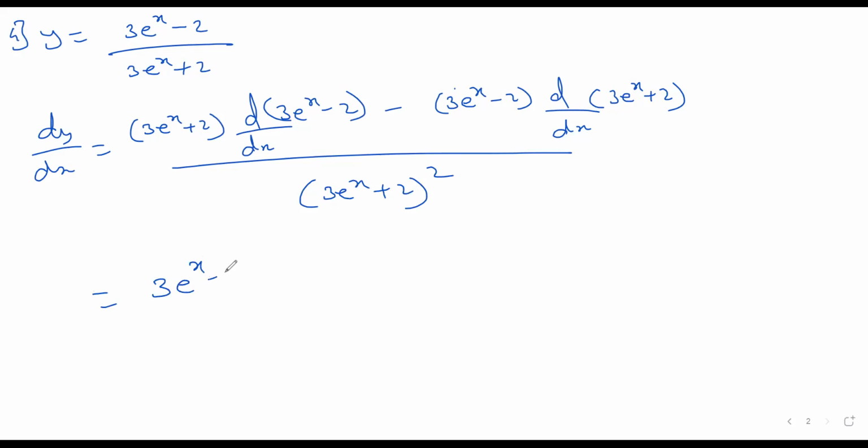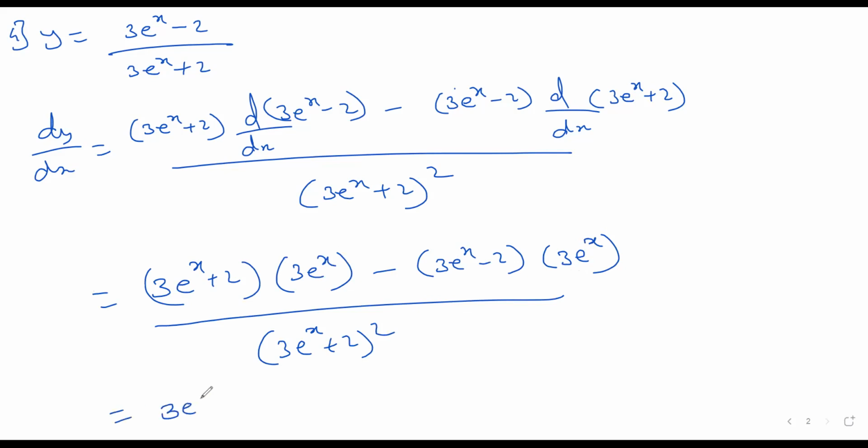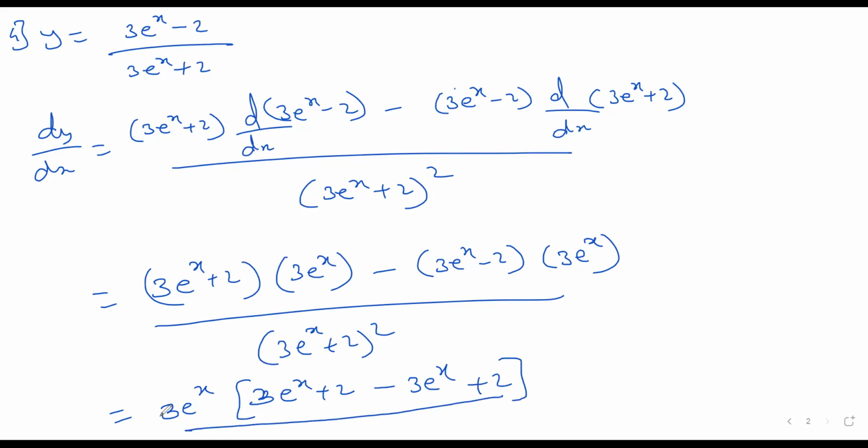This is 3 raised to x plus 2. This is 3 raised to x minus 3 raised to x minus 2. This is 3 raised to x. Whole thing upon 3 raised to x plus 2 bracket square. We will take 3 raised to x common. This is 3 raised to x plus 2 minus 3 raised to x plus 2. The minus sign is multiplied inside, and we took 3 raised to x common, upon 3 raised to x plus 2 bracket square.